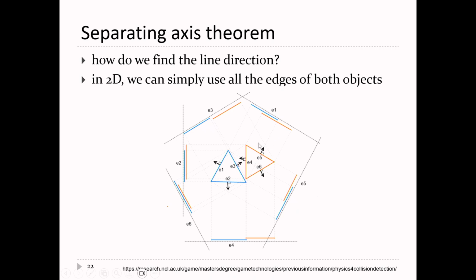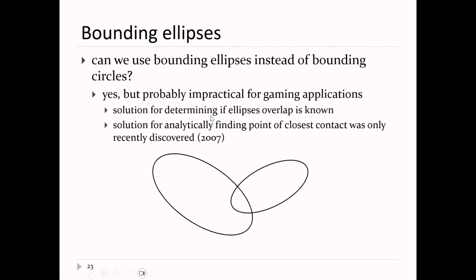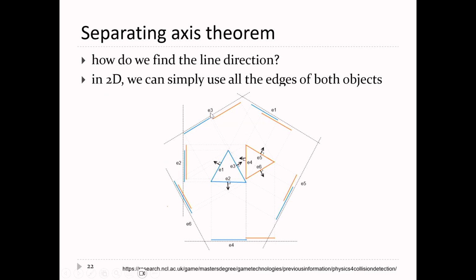So when you project onto E5, or onto the direction perpendicular to E5, the red triangle is here, the blue triangle is here. It looks like they overlap. But when you project using E3 onto the line E3, you end up here and there, and they don't overlap. And so that blue edge, E3 of the blue triangle, gives you a correct separating axis.